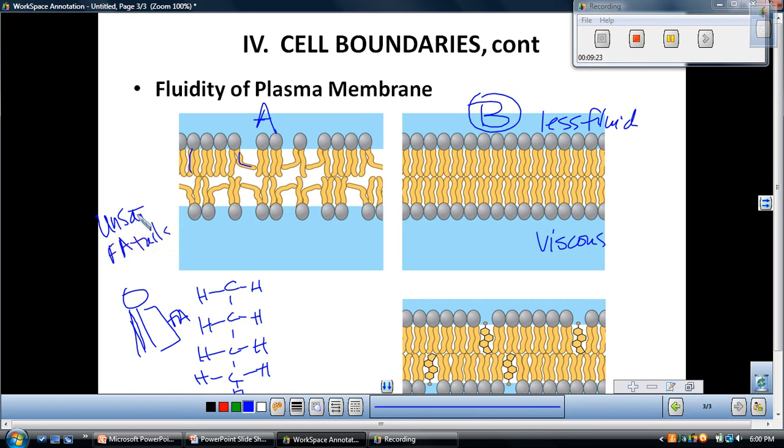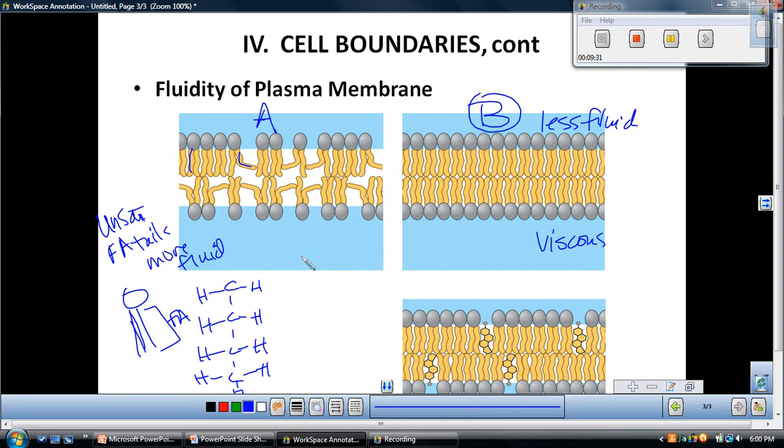And the more unsaturated fatty acid tails that you see, the more fluid-like the membrane is. Okay, so we have the ability in certain circumstances to increase or decrease the number of unsaturated fatty acid tails versus saturated fatty acid tails through the phospholipids that are in our bilayer.